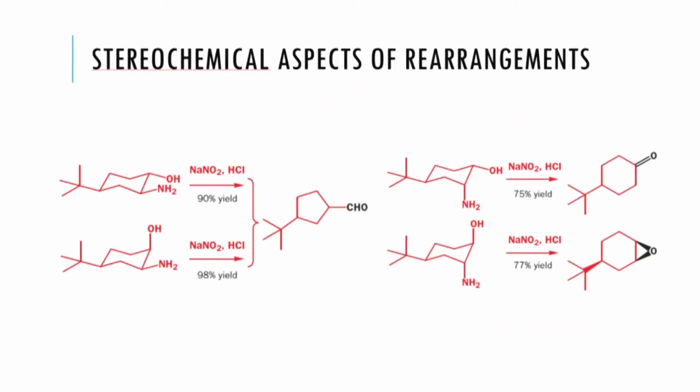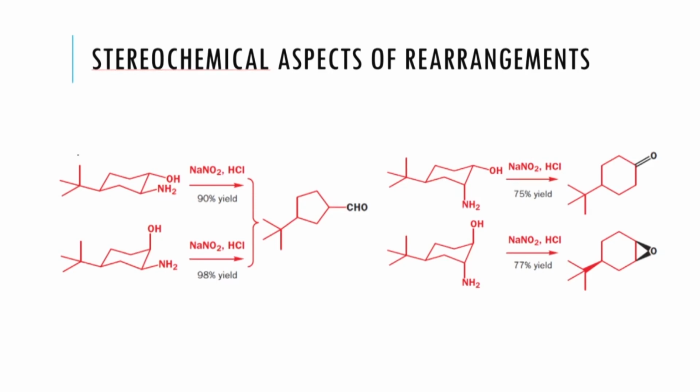All right, so now let's look at some of the stereochemical aspects of rearrangements. This is really nicely highlighted by this set of reactions that have been conducted. I want you to look at these structures a little closely and try to understand what is going on here. So let's start from the left.